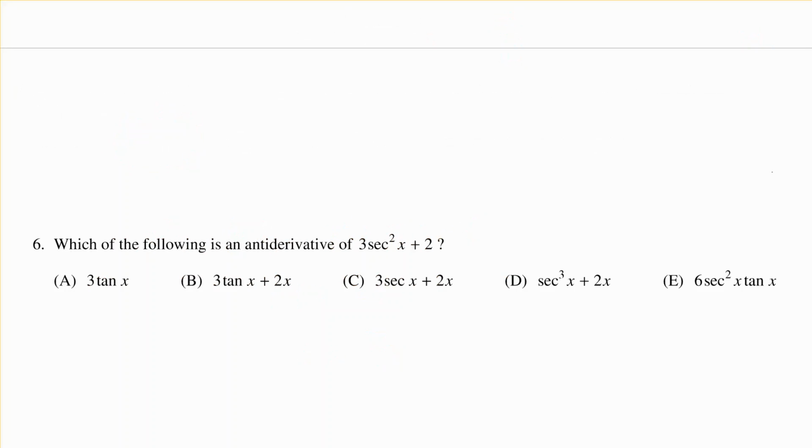Which of the following is an antiderivative of 3 secant squared x plus 2? So we need to know what function gives me a derivative of secant squared, and that should be tangent. So the derivative of 3 tangent is 3 secant squared. And then the derivative of 2x is 2.